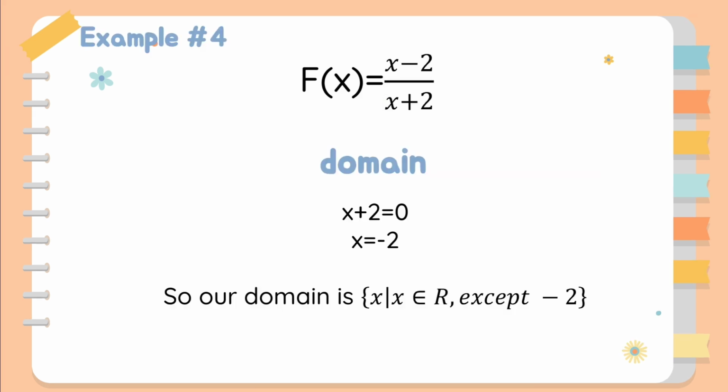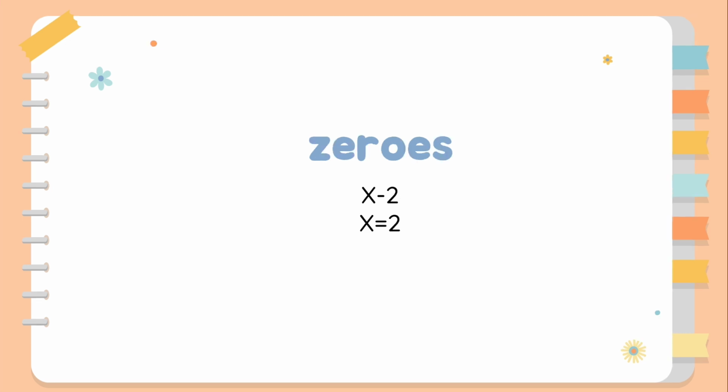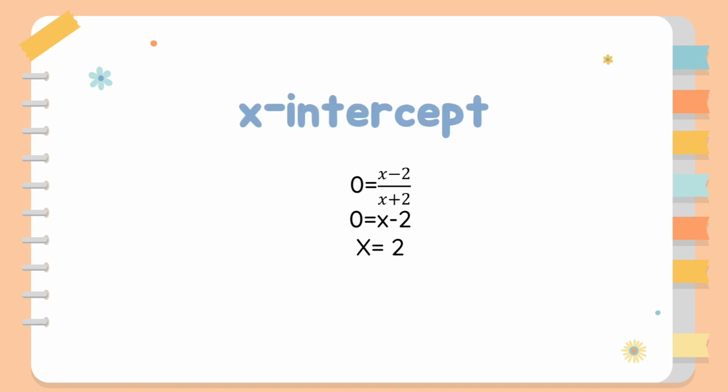Fourth example. F of x equals x minus 2 over x plus 2. Domain: x plus 2 equals 0, so x equals negative 2. So our domain is all real numbers except negative 2. Zeros: x minus 2, so x equals 2. X-intercept: 0 equals x minus 2 over x plus 2, 0 equals x minus 2, so x equals 2.